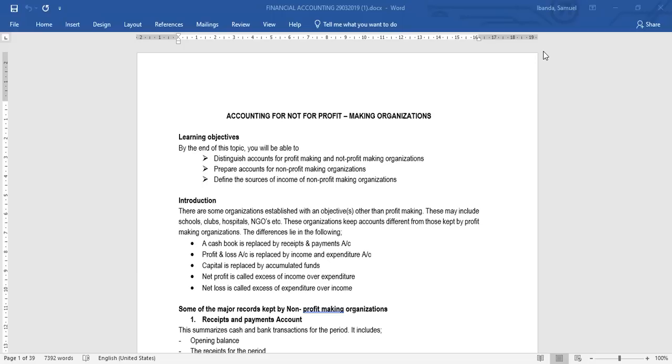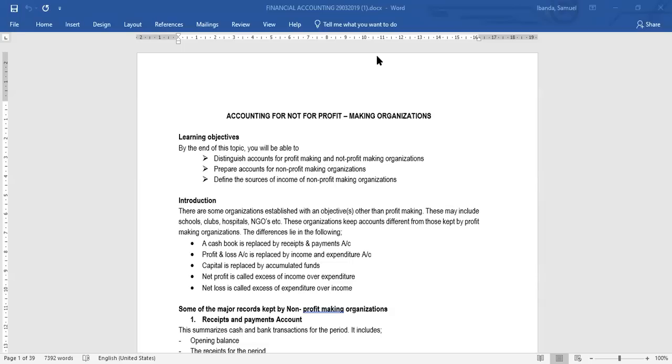And basically this evening, what I wanted to teach you is around accounting for non-for-profit making organizations. If you remember, in the previous classes, we've been looking more around how to prepare financial statements generally, and most of what we've been looking at has mainly been around the private sector. So we just want to trace ourselves.